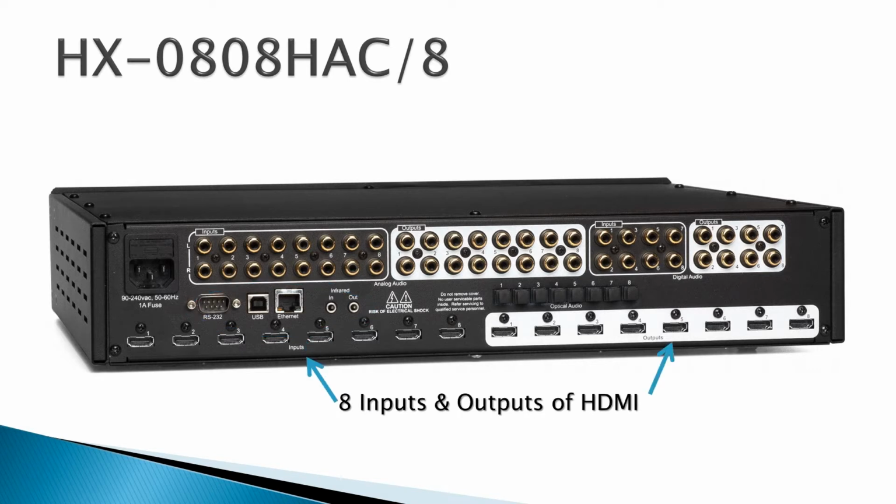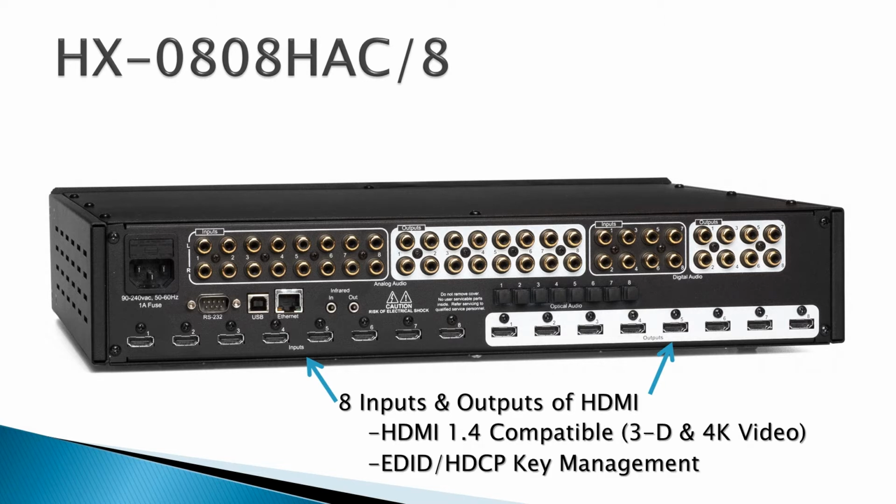In HDMI here, we can see we have 8 inputs and outputs of HDMI. As with all of Avocation Systems HDMI matrix routers, they're 1.4 compliant, which means they can do 3D, 4K video, anything within the 1.4 specification. They also internally manage your EDIDs and your HDCP keys, and what that means is there's no special software required during setup. You're going to plug in your sources, your displays, power everything up, and start making routes.